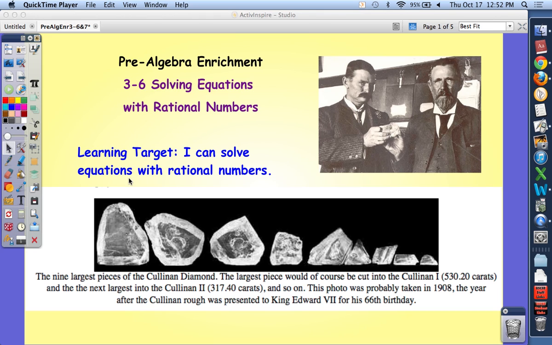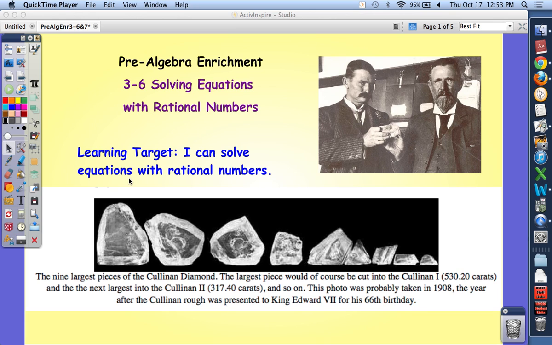While you're copying that down, you may be looking at these pictures thinking, what is this? You're going to see that example 2 is about this giant diamond that they found, and it's the largest piece of the Cullinan diamond, and they cut it into a whole bunch of still giant diamonds. So our second word problem that we're going to use equations to solve deals with this diamond. I just thought I would show you a picture of it. The picture is taken from about 1908, which is pretty cool. King Edward VII is pretty lucky because for his 66th birthday, he got one of these diamonds. I'd like one of them too. So copy on your target, and then we'll get started.